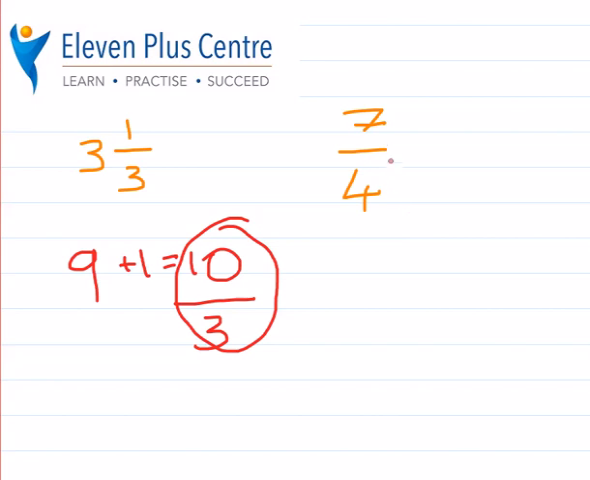Okay, now the other thing that we learned earlier on is to convert this improper fraction into a mixed number. So the first question is, how many 4s are there in 7, or what is 7 divided by 4? The answer is 1. The remainder is 3, and as we know, the denominator always stays the same. And hopefully you got this right.